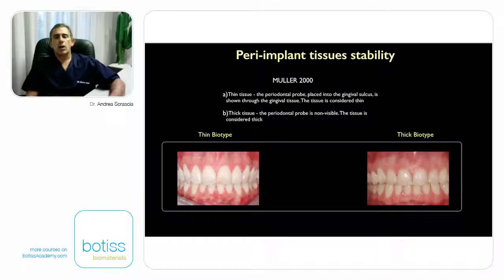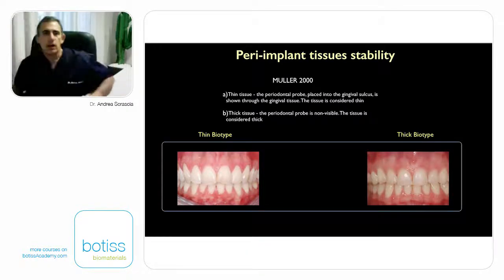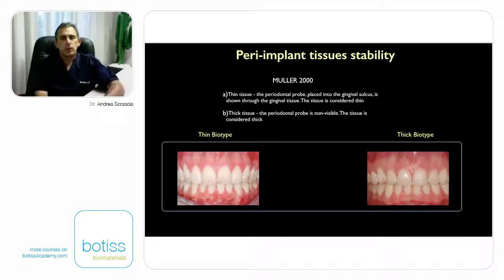How do we determine whether the tissue is a thick biotype, at least 2 millimeters thick, during our clinical activity? Using a periodontal probe in the sulcus, Mueller suggests that when we put a periodontal probe in and it is not visible, the tissue is considered thick.